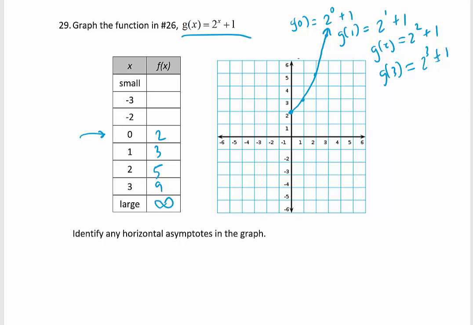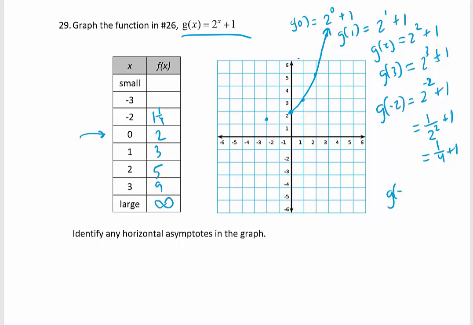Let's start looking at our negative values. g of negative 2, so I'd have 2 to the negative second power plus 1. When I deal with the negative exponent there, I write the base as a reciprocal, so this is going to be 1 over 2 to the second power plus 1, which is 1/4 plus 1. So at a value of negative 2, I get an output value of 1 and 1/4.